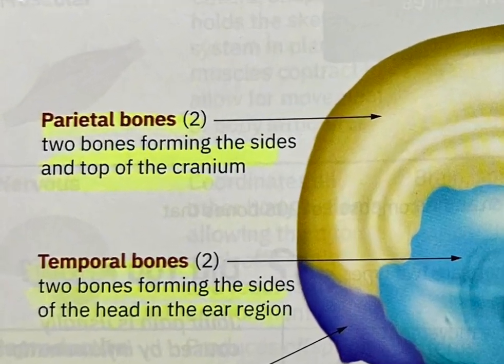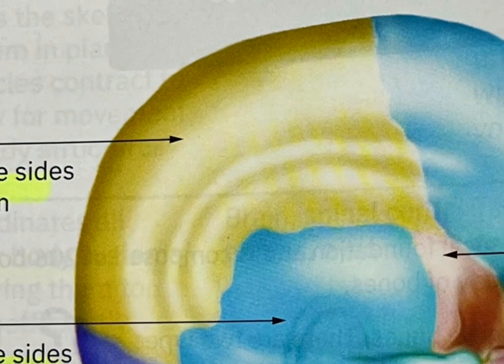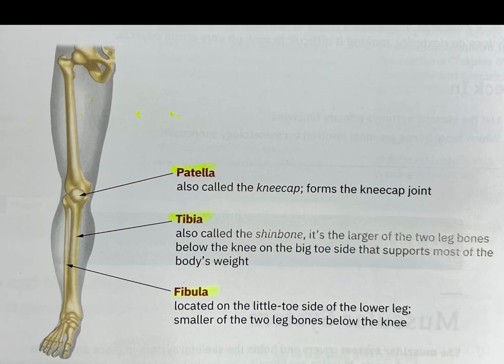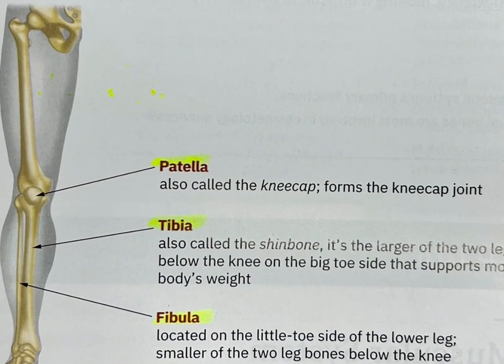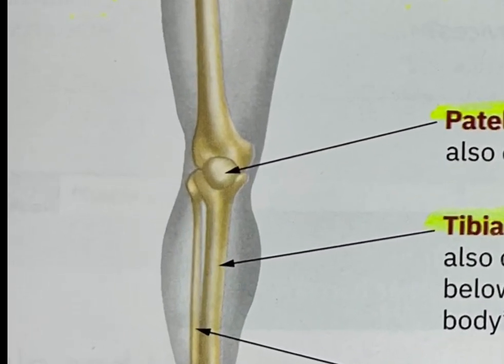Parietal bones, 2 bones that form the sides and top of the cranium. Patella, also known as the kneecap, forms the kneecap joint.